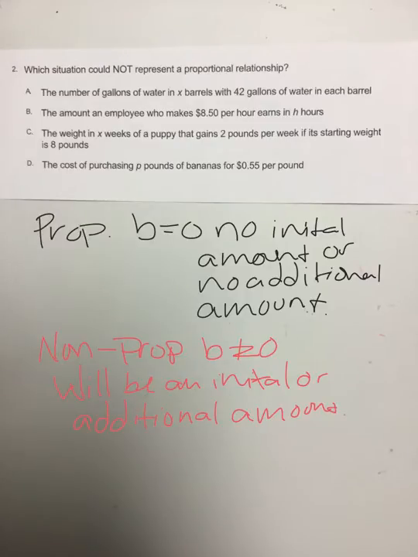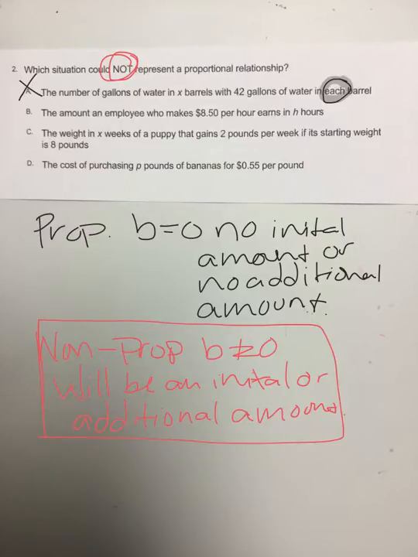So that's what we're going to be looking at when we're looking at the problem, because this problem specifically says which could not represent a proportional relationship. So therefore, we're looking at this one down here. So looking at A, it says the number of gallons in X barrels with 42 gallons of water in each barrel. So right now I just have that each amount. I don't have any additional or initial amount, so therefore B is equal to 0 for this one.